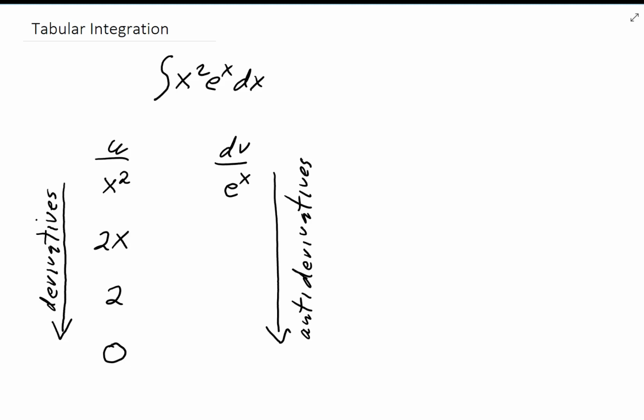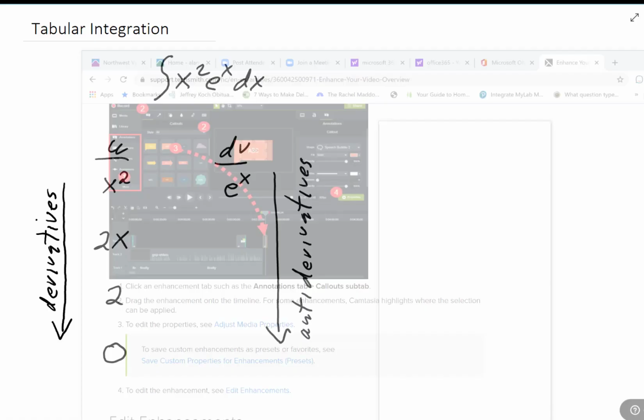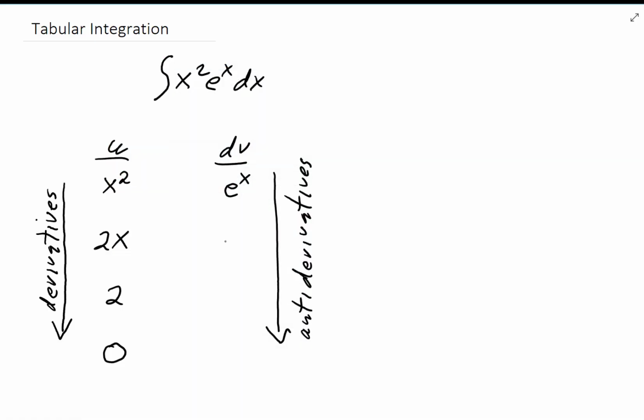Then on the dv column, we take antiderivatives. Well, the antiderivative of e to the x is just e to the x. So these are going to be pretty simple. It's just e to the x, e to the x, e to the x, and we stop as soon as we're level with that 0.